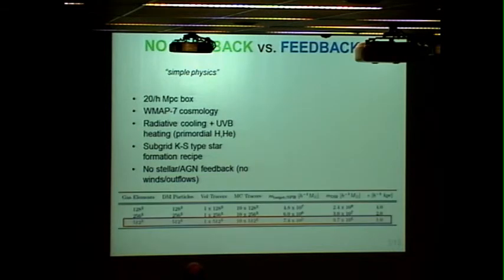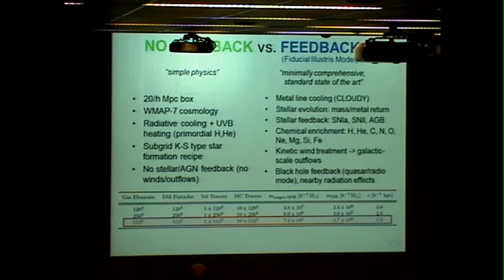This is a pretty standard run, 512 cubed gas particles, the same number of dark matter particles, giving a gravitational softening of about a kiloparsec, comoving, and a baryon mass resolution of about 10 to the 6. To this, I want to compare a different instance of the same initial conditions, but I want to add in the fiducial physics model from the Illustris simulation project with all the numerical parameters unchanged.